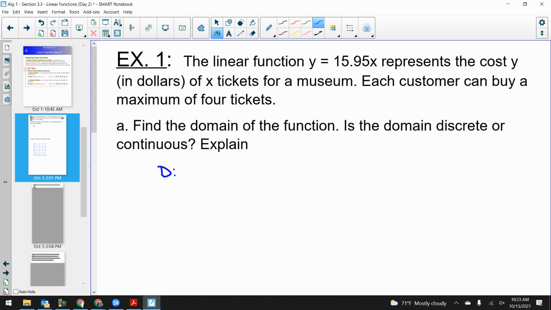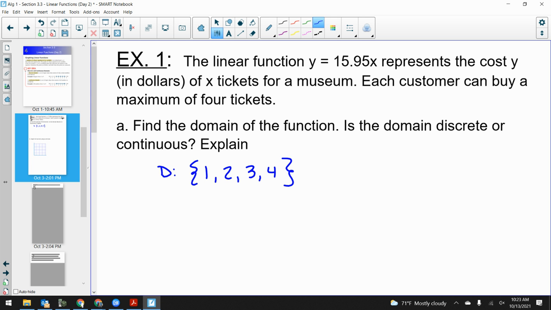What does that mean? What is my domain in terms of like example? 1. That's the tickets, right? 1. That's my first domain, right? So it's 1. Can I plug in 1.5 tickets? No, that doesn't make sense. Next value 2. Next value 3. Next value 4. Can I do 5 tickets? No. Because I can do a maximum of 4 tickets. So I end it here.